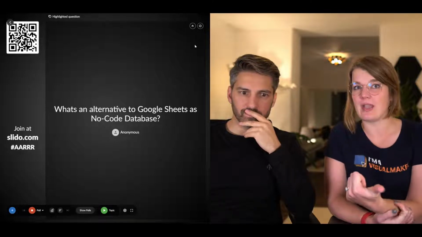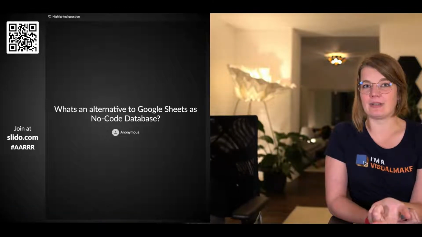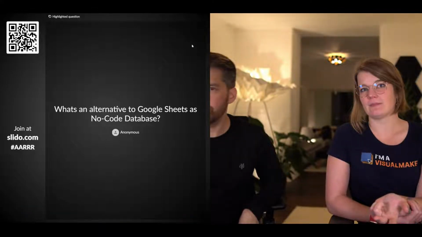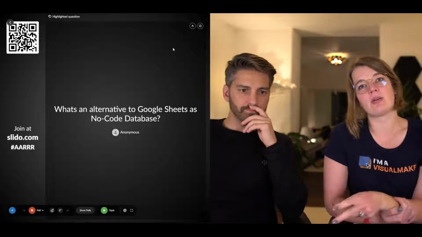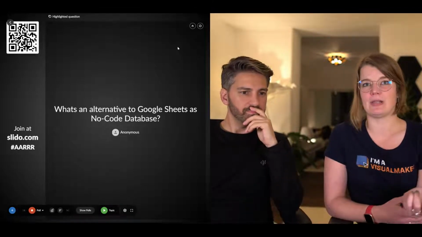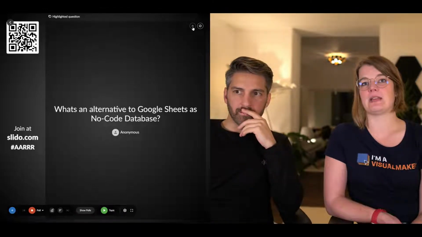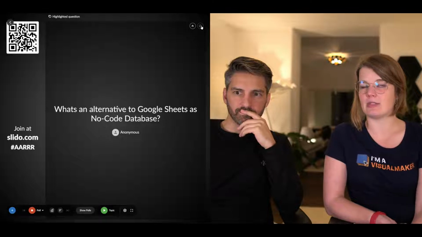So Rows as a spreadsheet alternative, Airtable and cTable as a visual database for pretty much anything, not only for leads and tracking and analytics, but also if you want to build an app or a web app or a website or something like that, then you can also use cTable and Airtable.